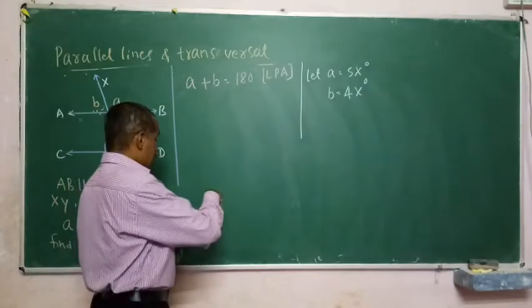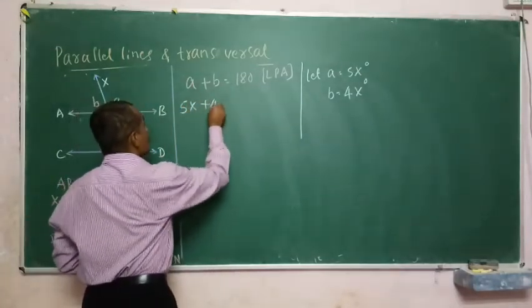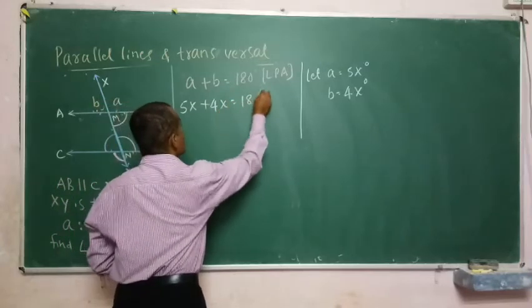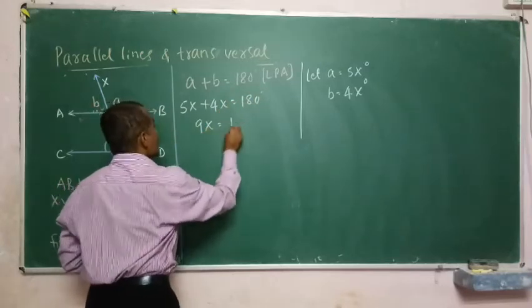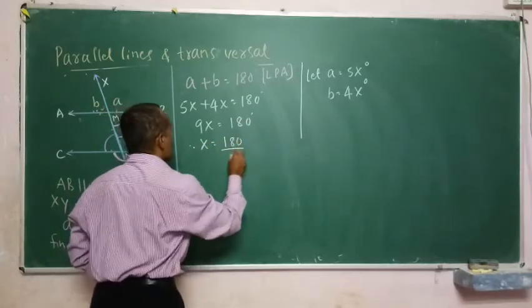Okay. A plus B is equal to 180. That means 5x plus 4x is equal to 180. 9x is equal to 180. x is equal to 180 by 9.